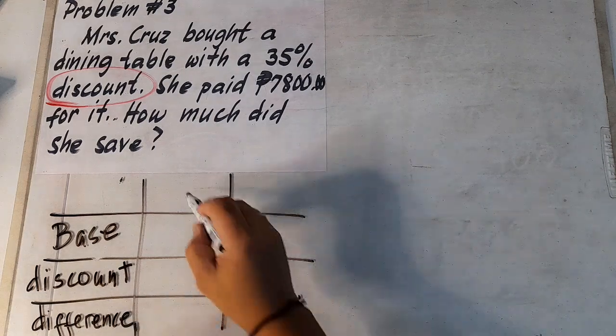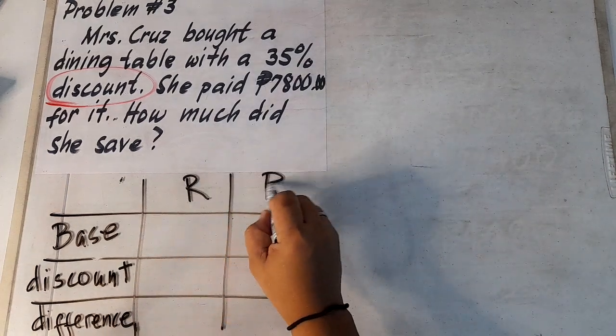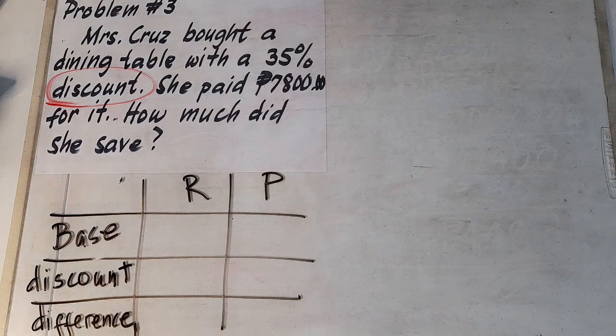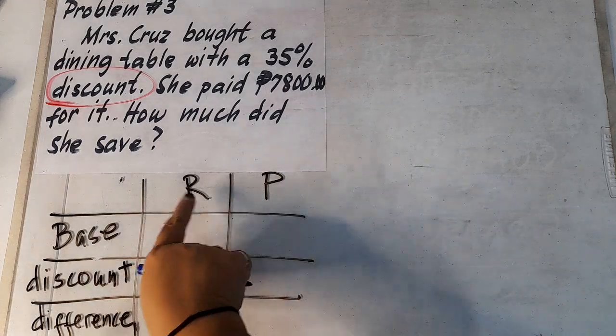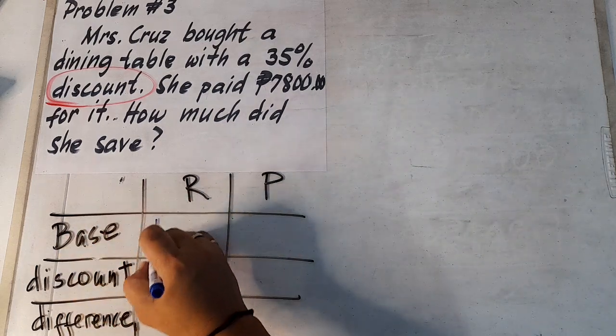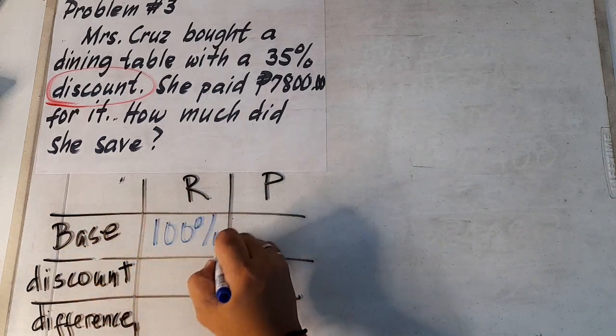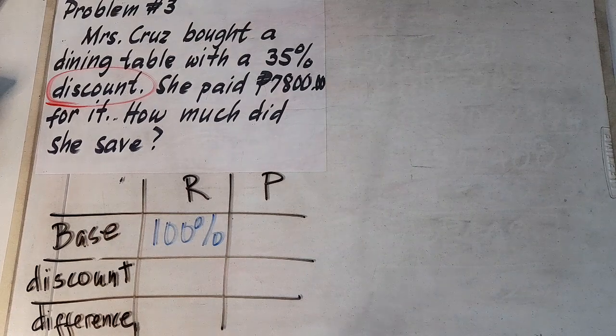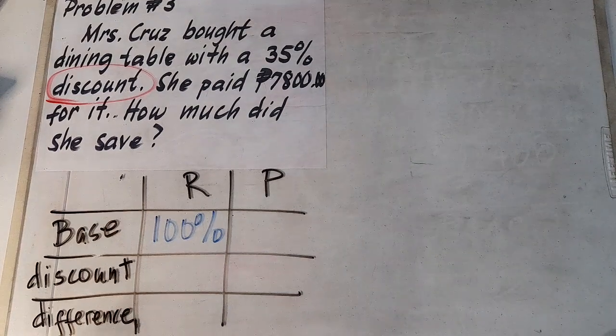Okay, so we have here the rate and the percentage. Again, ang rate ng base ay 100%. Okay, let's now fill in our table according to the problem.